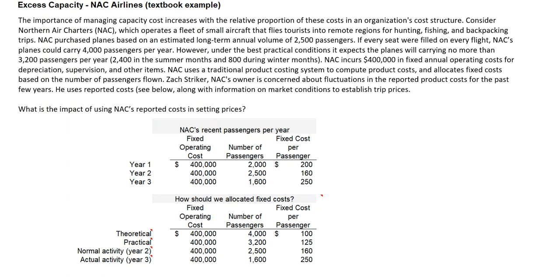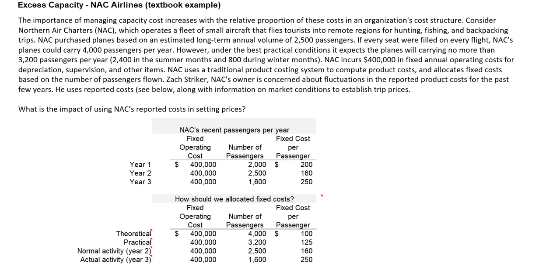Consider Northern Air Charters, NAC, which operates a fleet of small aircraft that flies tourists into remote regions for hunting, fishing, and backpacking trips. NAC purchased planes based on an estimated long-term annual volume of 2,500 passengers. If every seat were filled on every flight, NAC could theoretically carry 4,000 passengers per year. However, under the best practical conditions, it expects the planes will carry no more than 3,200 passengers per year. That's 2,400 in the summer months and only 800 during the winter months.